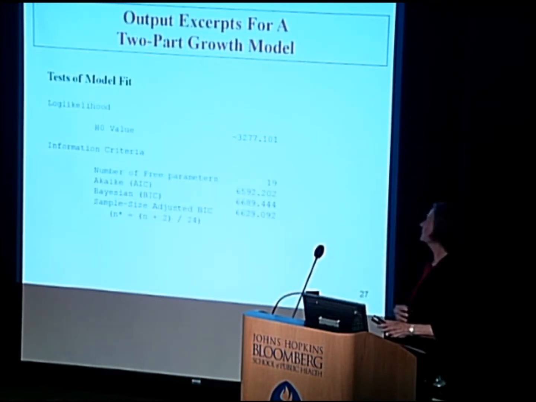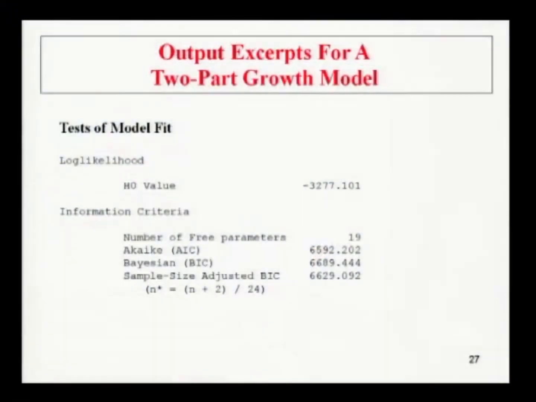Okay, so then we get our test of model fit, and because we're in this realm of categorical outcomes and maximum likelihood estimation, we don't get chi-square and the traditional fit statistics that you may be accustomed to, but we get a log likelihood value, and we also get AIC, BIC, and sample size adjusted BIC.